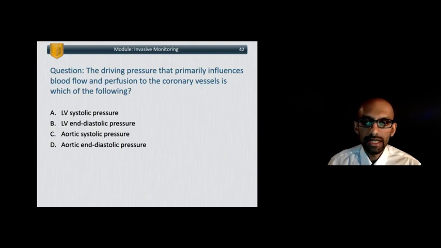The driving pressure that primarily influences blood flow and perfusion of the coronary vessels is which of the following? LV systolic pressure, LV end diastolic pressure, aortic systolic pressure, aortic end diastolic pressure. So coronary perfusion pressure, any sort of perfusion pressure, is always defined by a front end pressure that drives it and a back end pressure, the low end pressure. And in this case, the driving pressure is aortic end diastolic pressure because the left ventricle is only perfused during diastole. And so the highest pressure there is going to be aortic end diastolic pressure. Your back end pressure is going to be LVEDP.